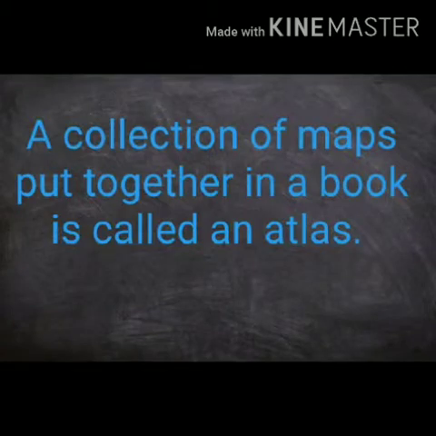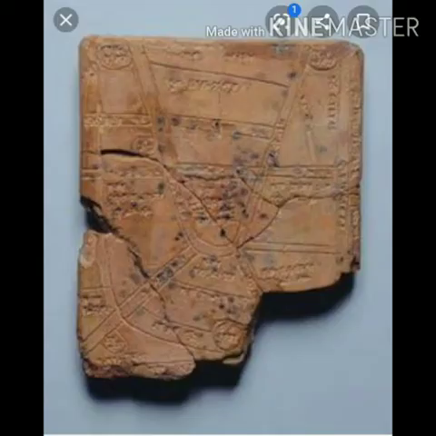A collection of maps put together in a book is called an atlas. I repeat it once again. A collection of maps put together in a book is called an atlas. The first map was made on a clay tablet in Egypt.